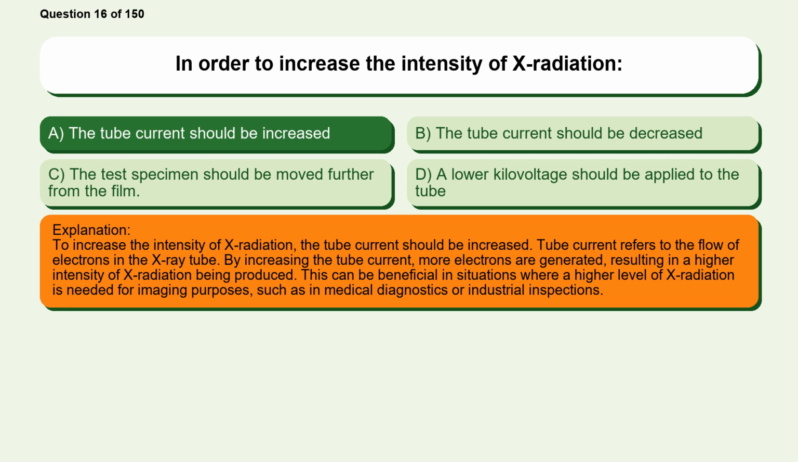To increase the intensity of X radiation, the tube current should be increased. Tube current refers to the flow of electrons in the X-ray tube. By increasing the tube current, more electrons are generated, resulting in a higher intensity of X radiation being produced. This can be beneficial in situations where a higher level of X radiation is needed for imaging purposes, such as in medical diagnostics or industrial inspections.